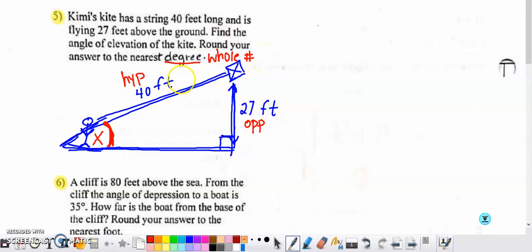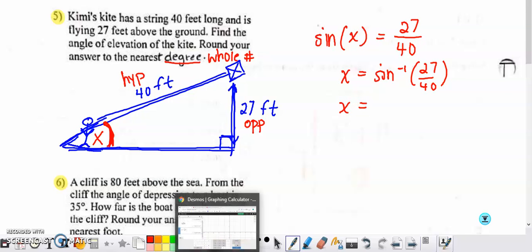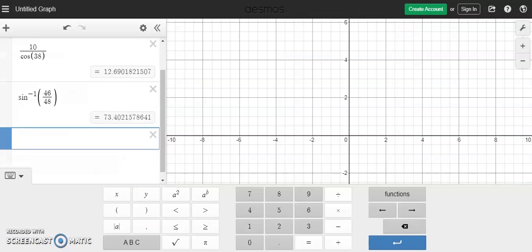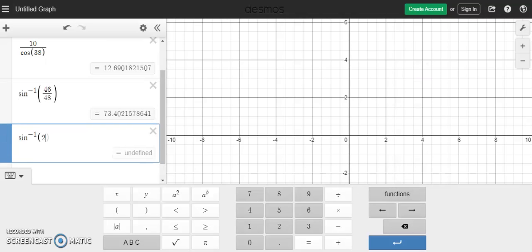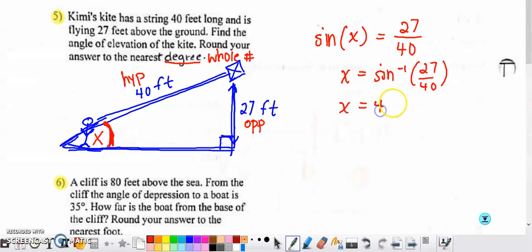Alright, so opposite and hypotenuse is sine of the angle we're looking for. Let's call that x. Equals opposite over hypotenuse. Alright, so to solve this, we're going to have to do the inverse sine of both sides. I'm just going to write it once on the right side, because that's technically what we type into the calculator anyway. So the inverse sine of 27 over 40. Inverse sine, 27 over 40. 42.4, and if it's nearest whole number, 42. And units are degrees, because we just solved for an angle. There we go.